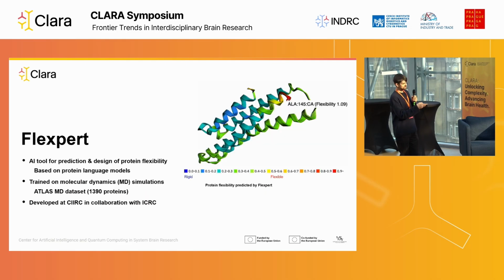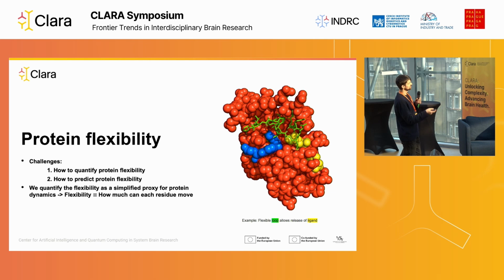Here we should see an example. Okay, it doesn't work, but we have the red protein, which has a flexible part, the green loop, and this green loop can move, which can lead to the occlusion of the binding site, which leads to the release of the yellow ligand, so the yellow molecule which is bound to it.